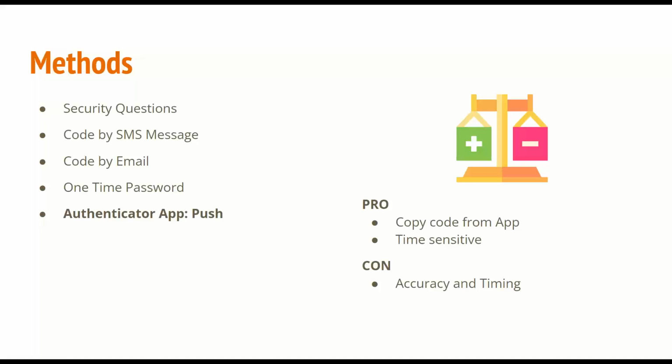I assume we're all familiar with authenticator apps that push a code to you. This is the situation where you open up the app, you look up the account you're trying to get into. There's a code that changes every minute. You copy that code from the app into the login screen. It's great because it's time sensitive. It expires. The downside is accuracy and timing, right?